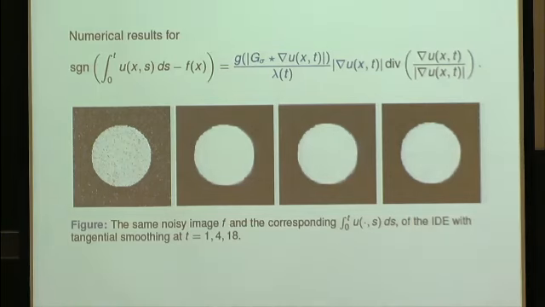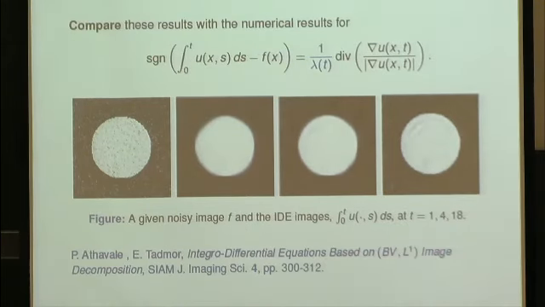Again, BBL1 with tangential smoothing is even nicer because of the contrast invariance. Because this is salt and pepper, well, not salt and pepper, but the noise is suppressed irrespective of its intensity in BBL1, which did not happen in BBL2. Okay, and compare these results with this. Again here you have the noise appearing at t equal to 18, and the edges are not retained properly.